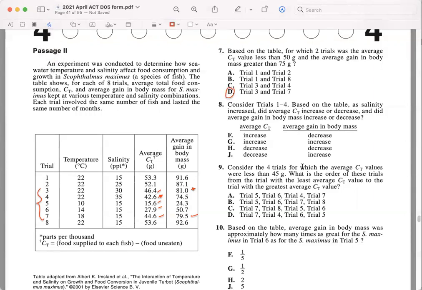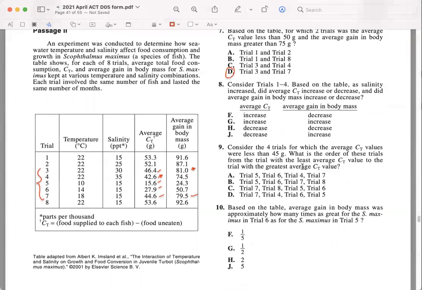Okay, consider trials 1 to 4 based on the table. As salinity increased, did average CT increase or decrease? And did average gain in body mass increase or decrease? So if you look at salinity, this is how the salinity is increasing, right? So it's increasing 15, 20, actually not the whole way. Salinity is only increasing here till this point, right? So you can see that CT is decreasing and average gain in body mass is also decreasing. So they are both decreasing, CT and average gain in body mass. So that's H.